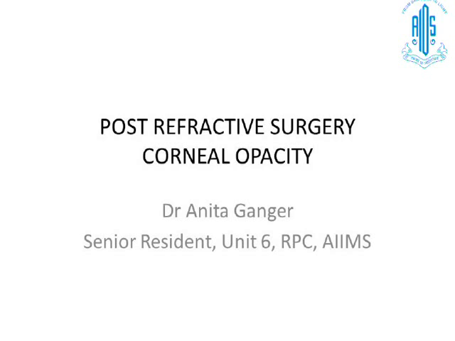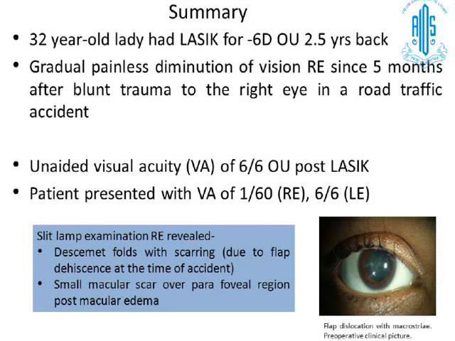This is another example of a patient who was worked up by my senior resident, Dr. Anita. She had a post-refractive surgery corneal opacity. She was 32 years old, and she had LASIK for -6 diopter refractive error in both eyes 2.5 years ago. She had complained of a gradual painless progressive diminution of vision in the right eye 5 months after a blunt trauma to the right eye in a road traffic accident. Her unaided visual acuity had been 6/6 in both eyes after her LASIK surgery, but she presented with 1/60 vision in the right eye and 6/6 in the left.